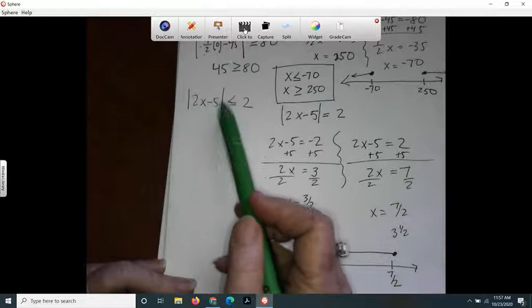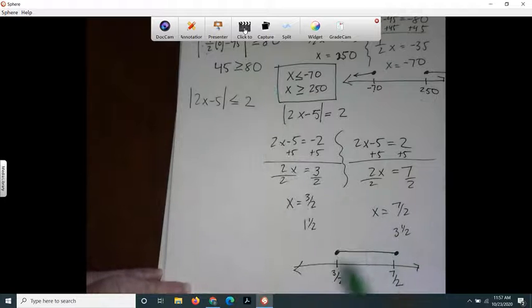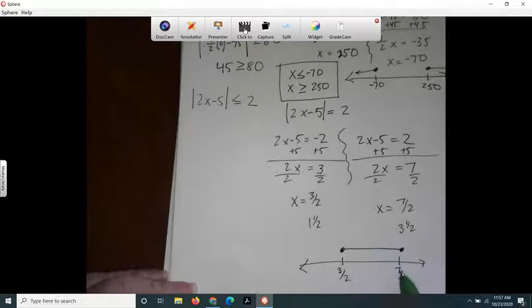So then I'm going to write x is in between 3 halves and 7 halves, like that.